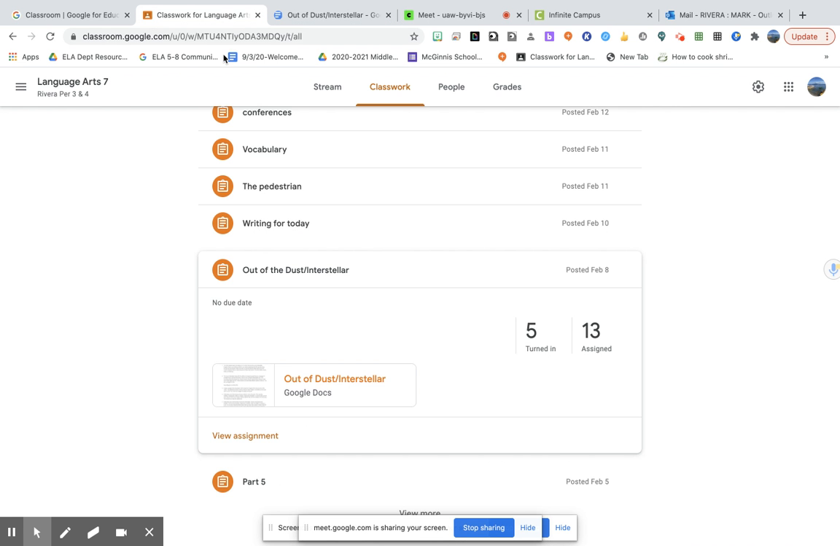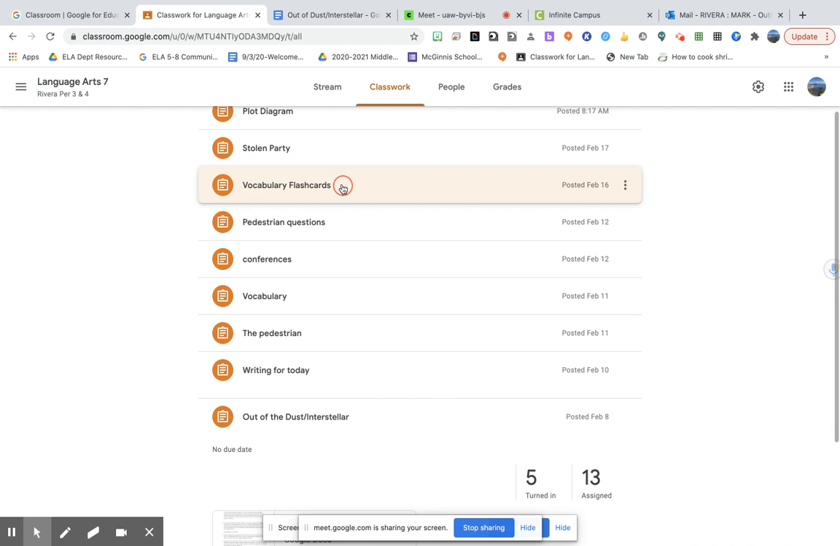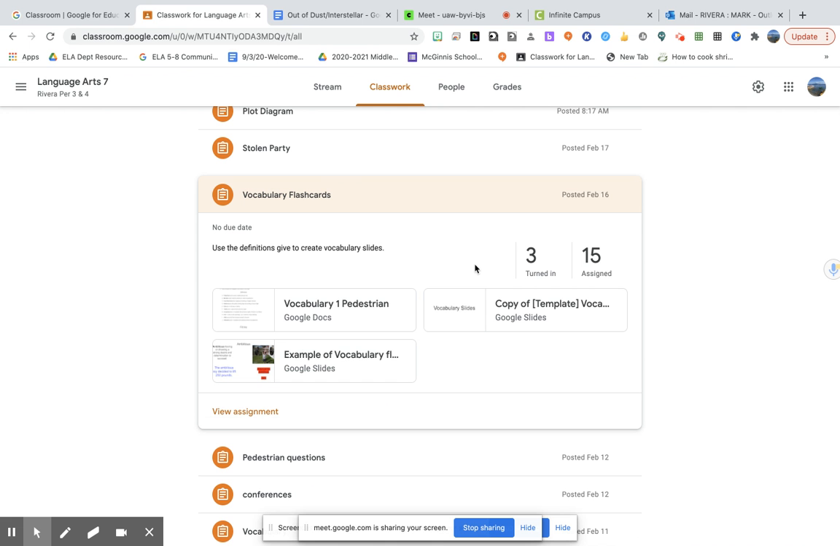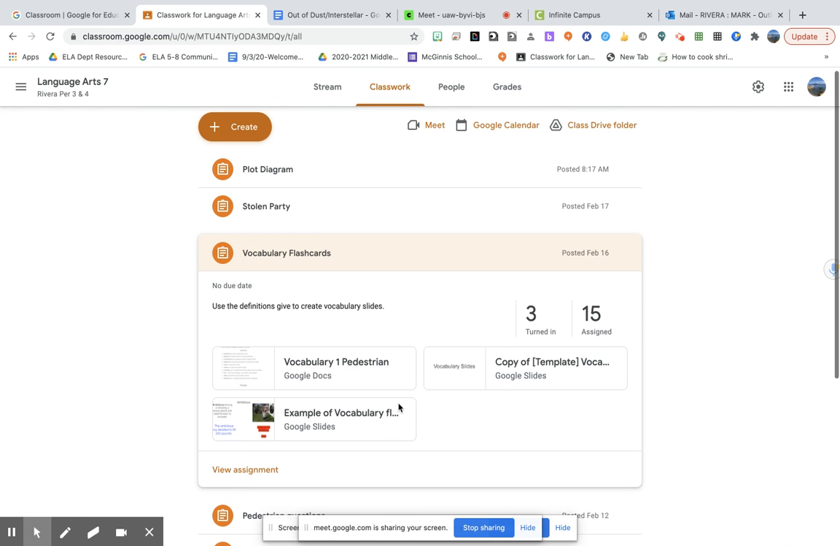After you're done with that, you're working on the flashcards. So this is what you do second. The directions are here. I've gone over it a couple of days, so I'm not going to keep repeating the directions.